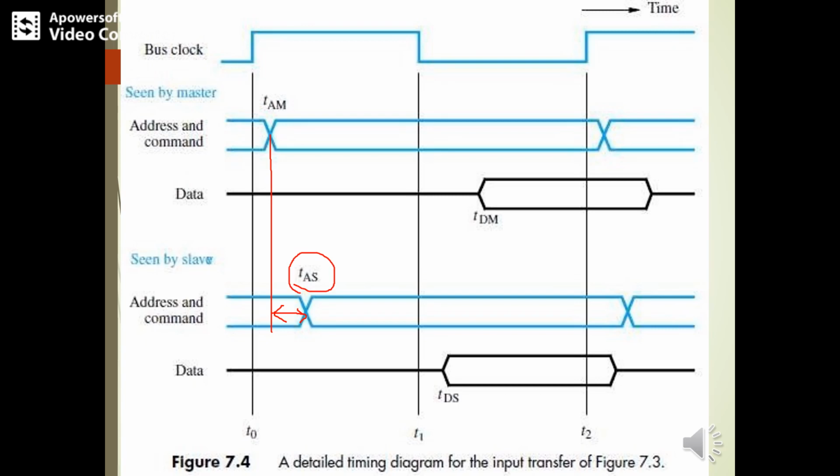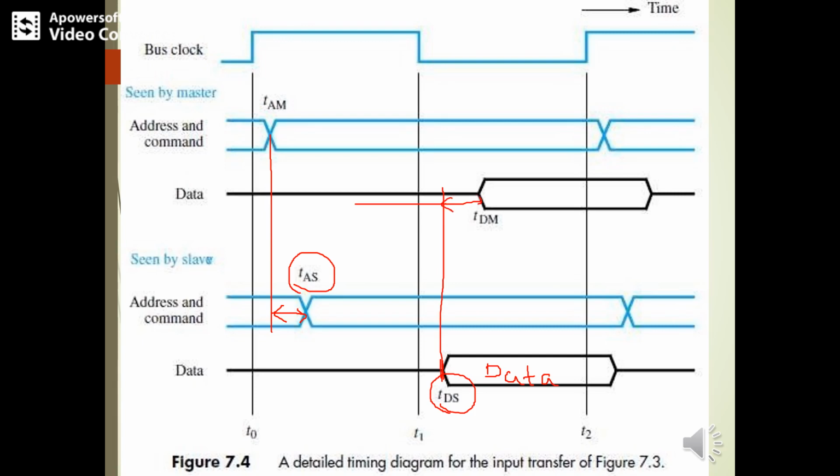After that, the requested data is placed on the bus at TDS. That means the slave places the data on the bus at the time interval TDS. But the placed data will not be visible to the master until TDM.